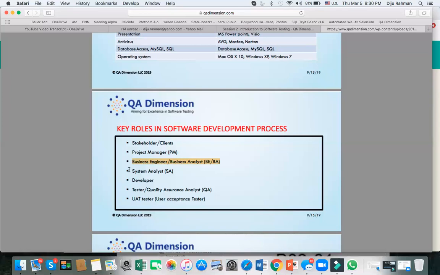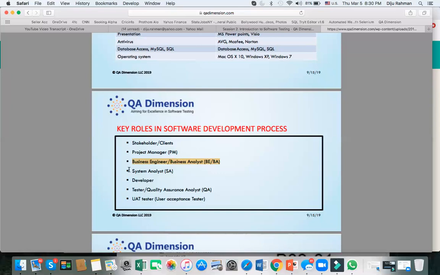Business means I know only how this thing should work. I know it should work like this: when I click on the button, the light should be on. That's what he knows. The business engineer gets that information from the stakeholder, and that's what he knows, but he does not understand the internal mechanism.